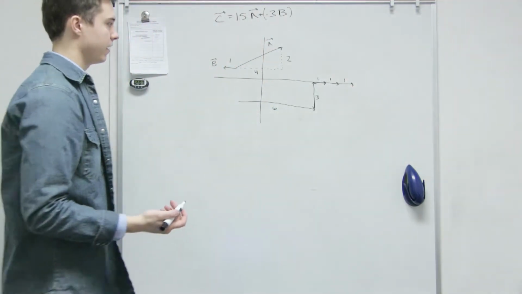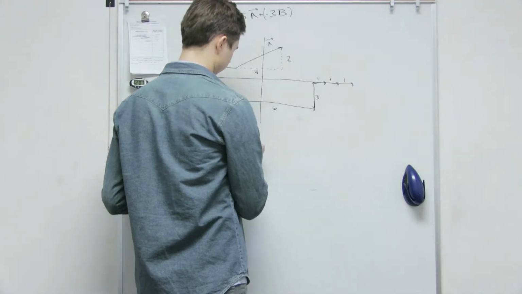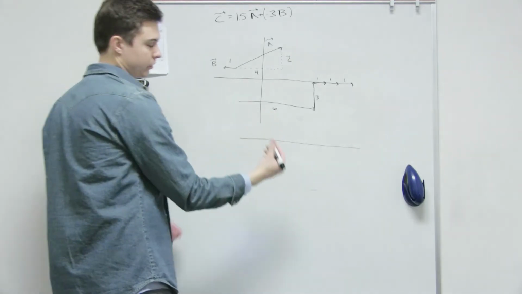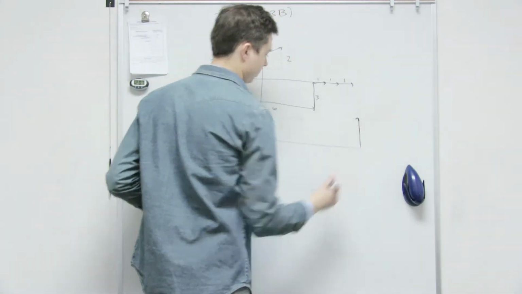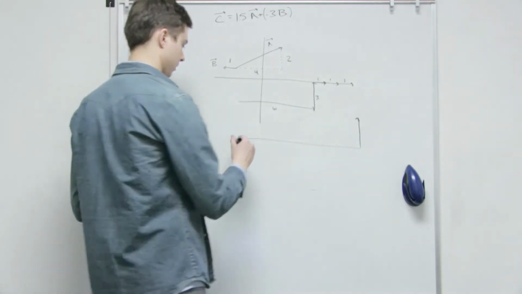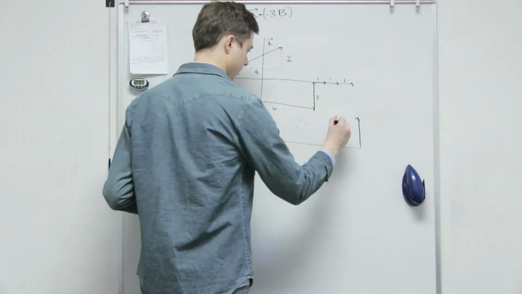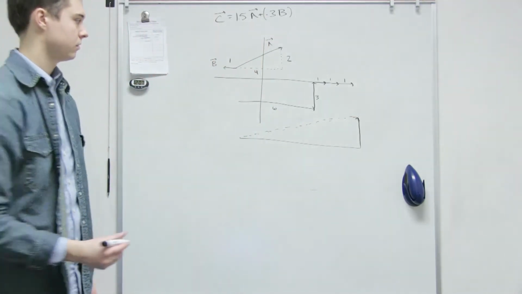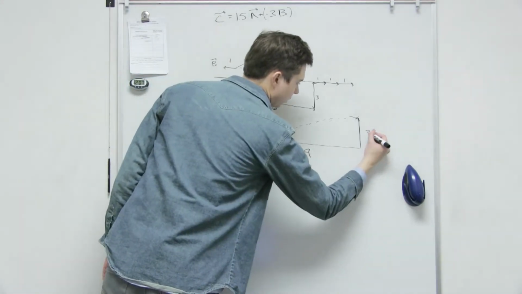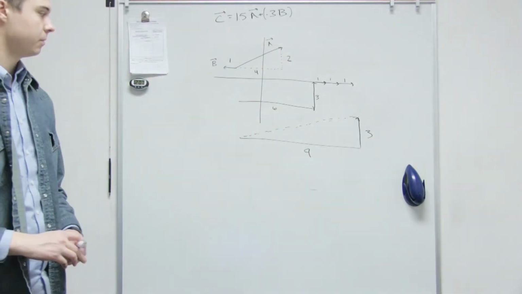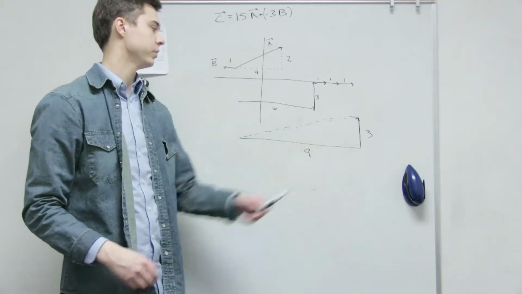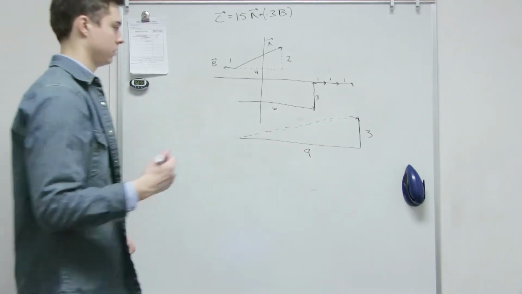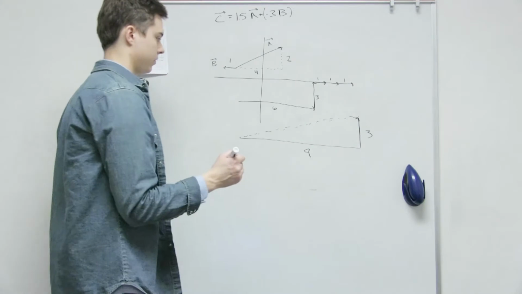Now if we add everything together, it looks like we're going to have 9 units to the right and 3 units up. And our resulting vector is going to be the line that connects those starting and ending points. So 9 and 3. Pythagorean theorem, you take 9 squared plus 3 squared, and then take the square root, and you get 27.